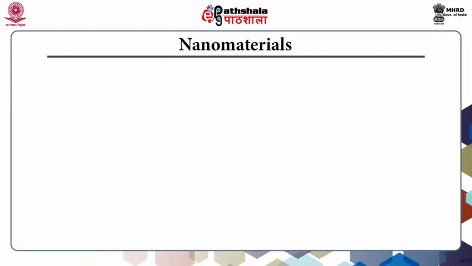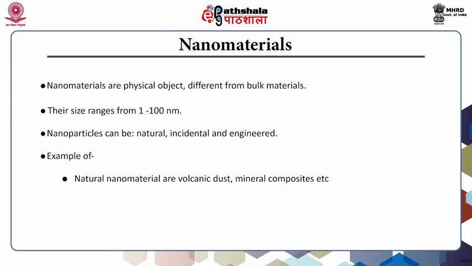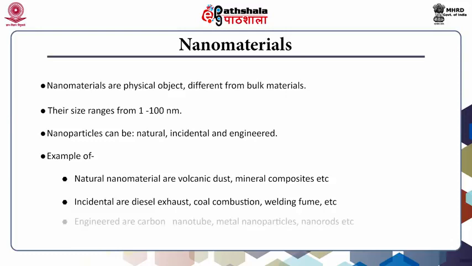So, what are nanomaterials? Nanomaterials are one of the main products of nanotechnologies as nanoscale particles, tubes, rods or fibers. Nanoparticles are normally defined as being smaller than 100 nanometer in at least one dimension. Natural nanomaterials are volcanic dust, while incidental ones include diesel exhaust, and carbon nanotubes and metal nanoparticles are examples of engineered nanomaterials. So, we can say the size of the nanoparticles ranges from 1 to 100 nanometer.